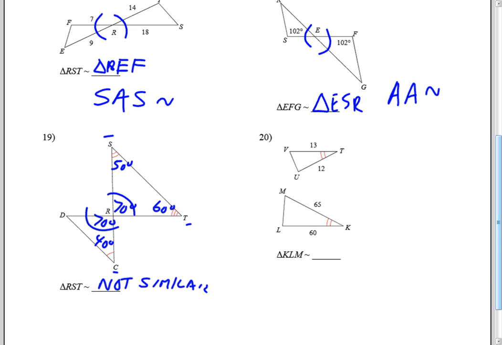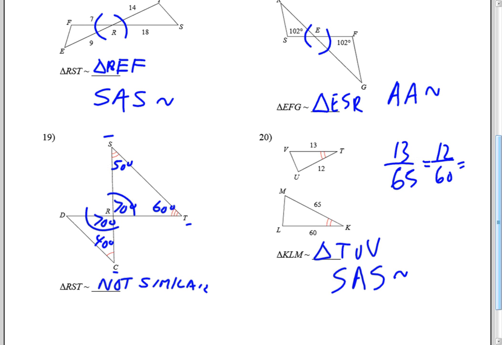What's an option for 20? SAS, and it turns out to be true. So we got KLM, TUV. You still have to test it. I'm not testing number 20. I'm assuming that you know to test out that 13/65 is the same as 12/60, which is the same as 1/5. Is that right? Next page.